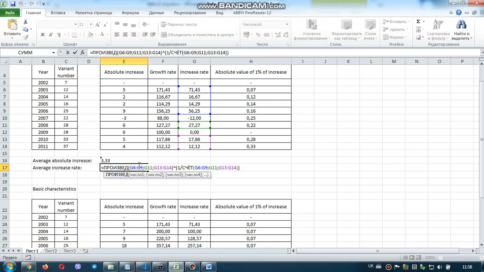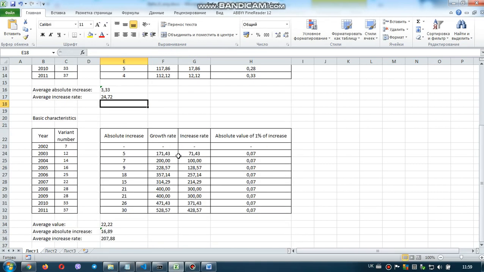So the product is calculated by the function PRODUCT. You have already known this function, and we select our range of data. This range, this value, and these values. N to the power of 1 divided by n minus 1. N minus 1, this is short, and the same values. So we have average increase rate.